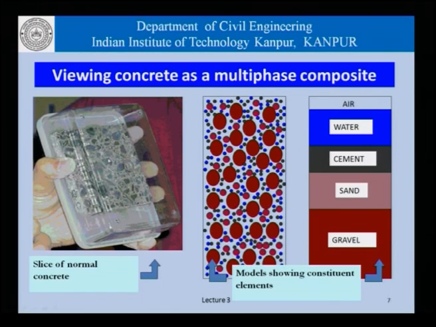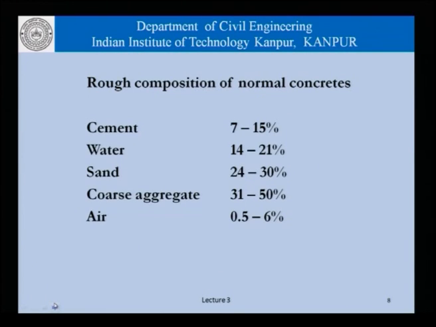So cement and water. Let us look at this slide again, which shows a schematic of the concrete as a multi-phase composite material. And aggregates are embedded in a matrix of cement, water, paste, mortar, whichever we want to look at it. Roughly by volume, we have seen that the composition of concrete is basically about 7 to 15% of cement, 14 to 21% of water, 24 to 30% of sand, and about 30 to 50% of coarse aggregate, with a small amount of air in the concrete.